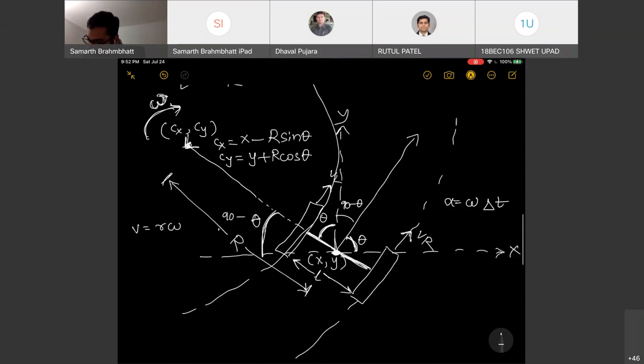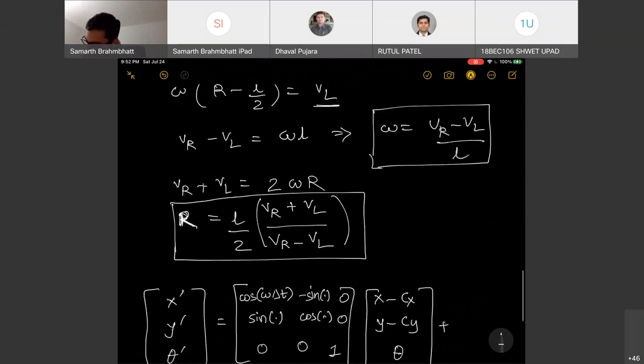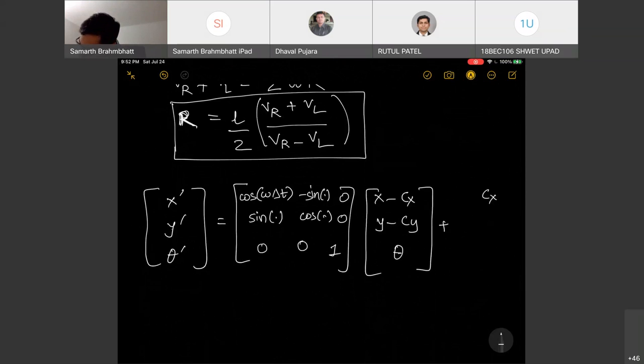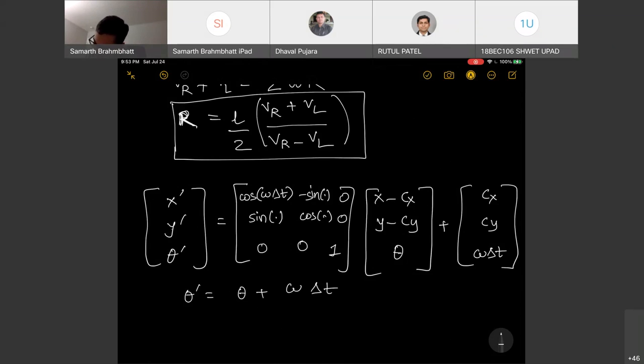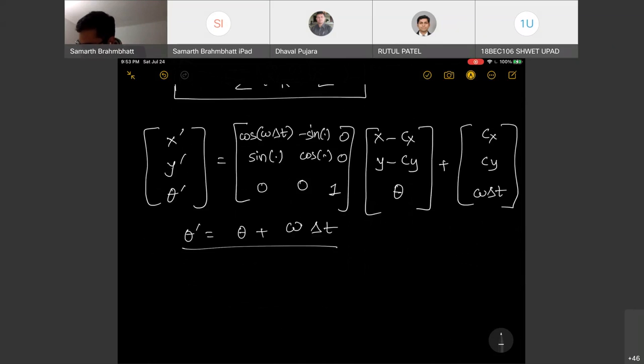Plus, what this means is we are now in this coordinate system and we have rotated. We rotated and we are at some new position, so now we need to come back. So we will again add Cx, Cy, and then we write this omega delta t here. So that means my theta dash equals theta plus omega delta t, which we know from simple rotational equations. And for x dash and y dash, we got some function of our x, y, and our control inputs VL and VR.